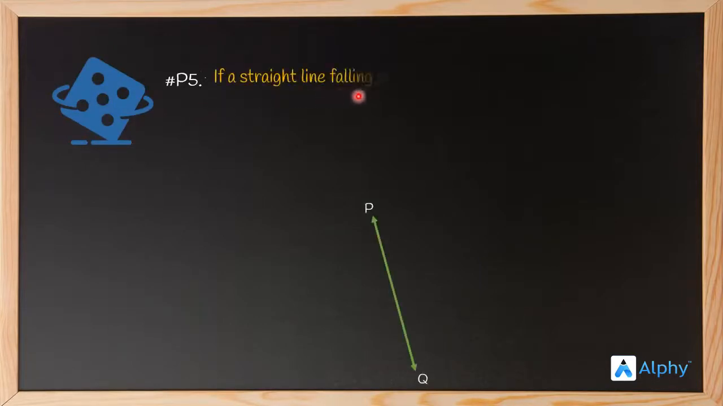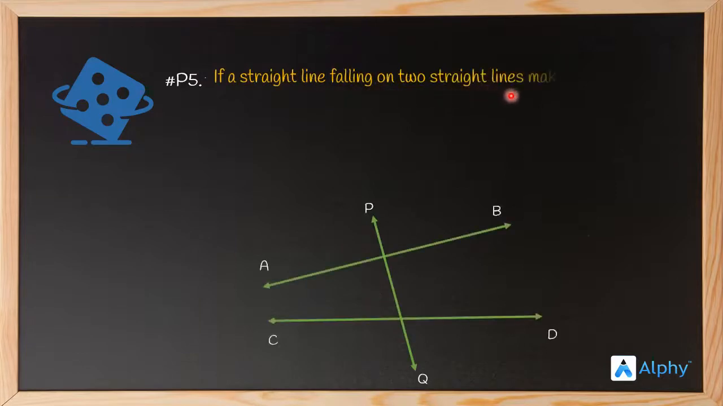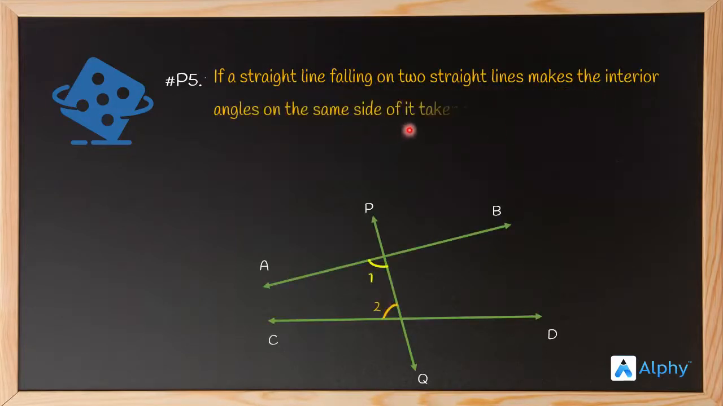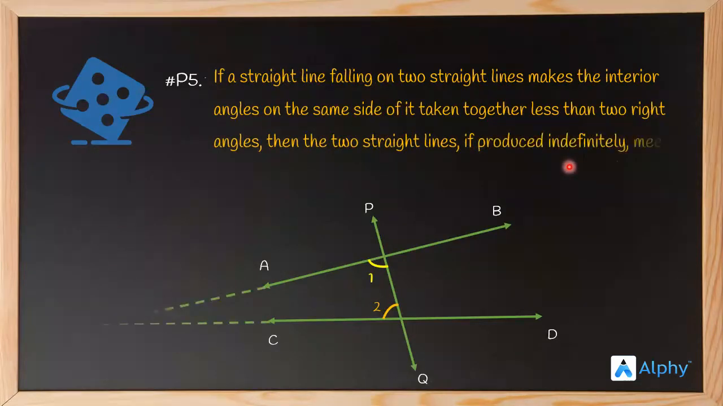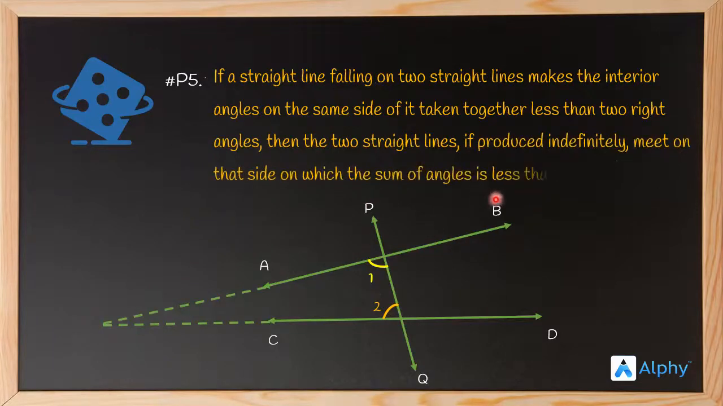So now, let's look at the fifth and final postulate. It states that if a straight line falling on two straight lines makes the interior angles on the same side of it taken together less than two right angles, then the two straight lines, if produced indefinitely, meet on that side on which the sum of the angles is less than the two right angles.